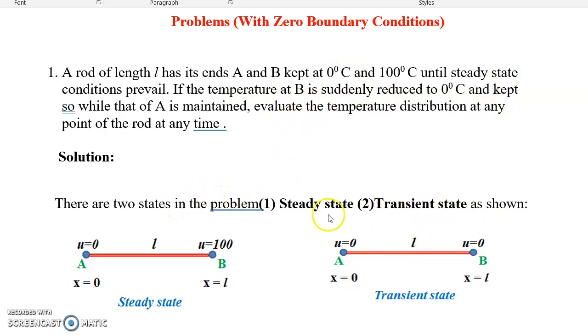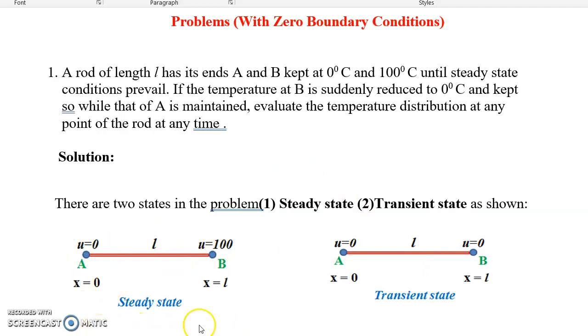So in this problem, there are two states first of all. One is steady state and the other is transient state. So let us see what happens in steady state. That is the first sentence they had mentioned. Until steady state, what are the temperatures of the rod maintained at the two ends A and B? 0 degrees Celsius and 100 degrees Celsius. So that's what we have written here. At A 0 degrees Celsius, at B 100 degrees Celsius. This temperature is denoted by U. So here U denotes the temperature.